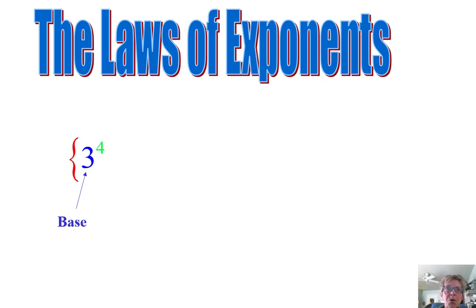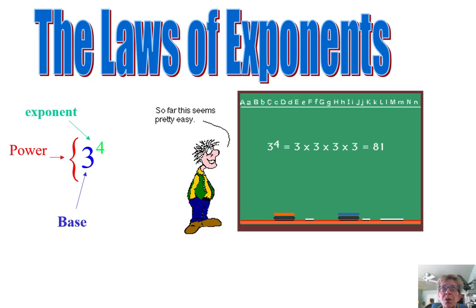3 raised to the 4th power is an exponential expression where 3, the big number, is the base, and 4, the little number, is the exponent. The entire expression is called a power. Today we're going to discuss some of the rules of exponents.